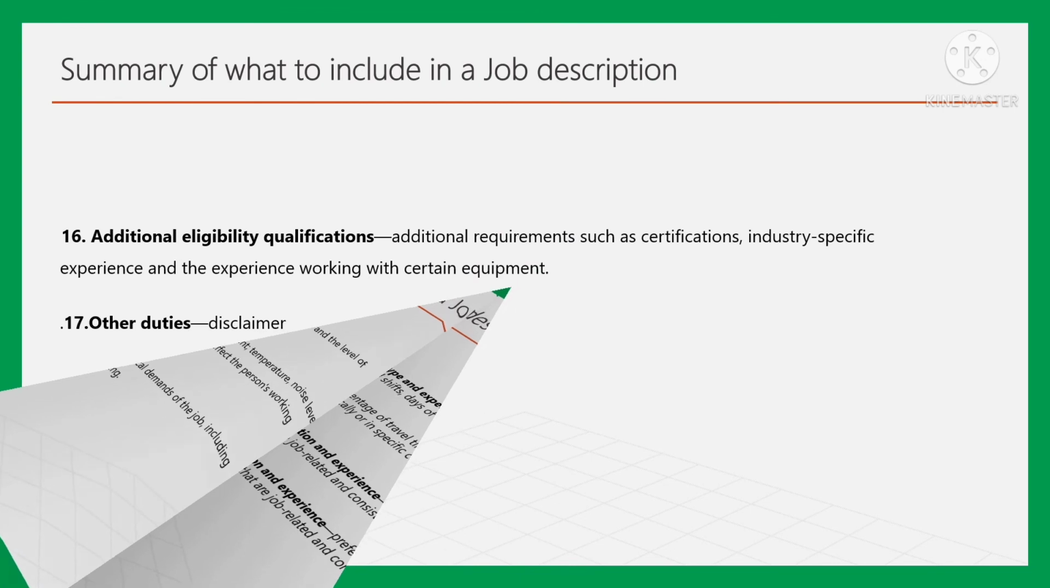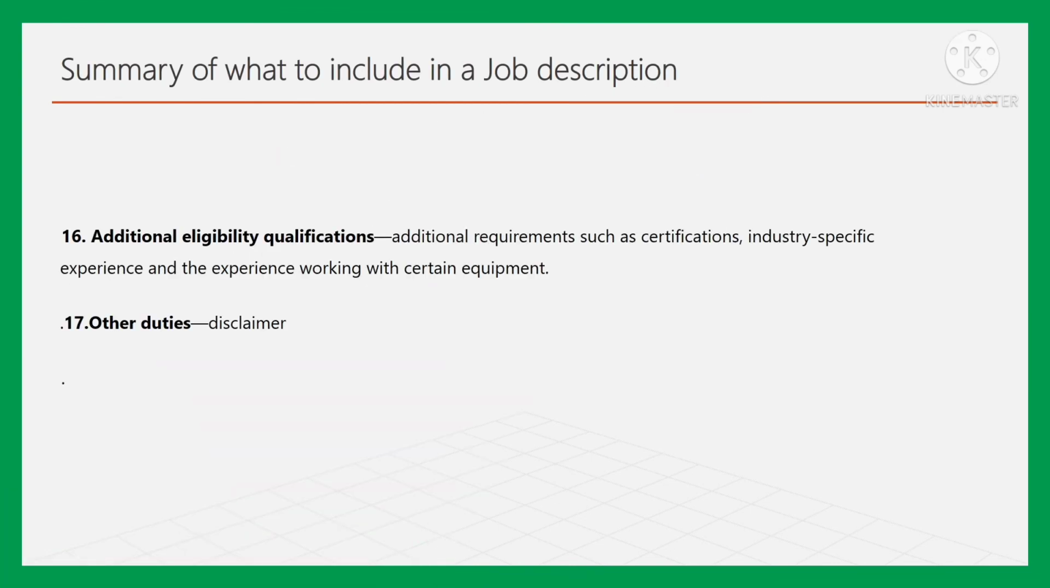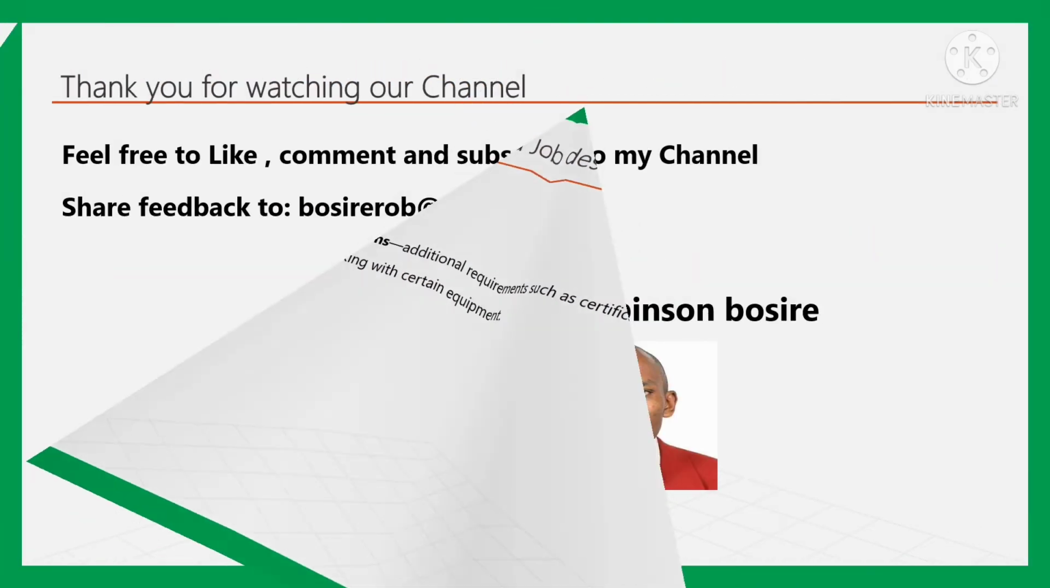Then what you need to include also is the additional eligibility qualification. So you have to mention things like certification, industry-specific experience, and the experience working with certain equipment. And also you have to remember to include the disclaimer. The disclaimer is any other responsibility that may be assigned or delegated by your immediate supervisor.